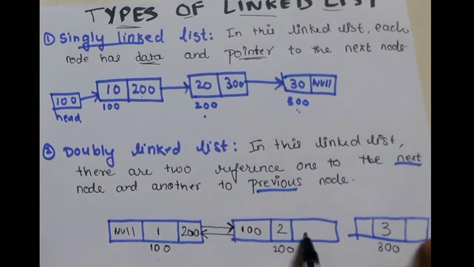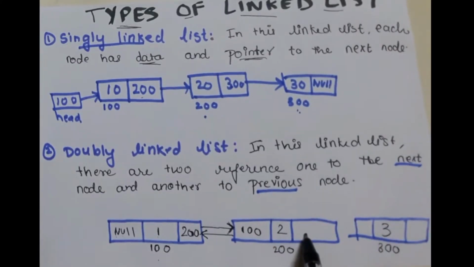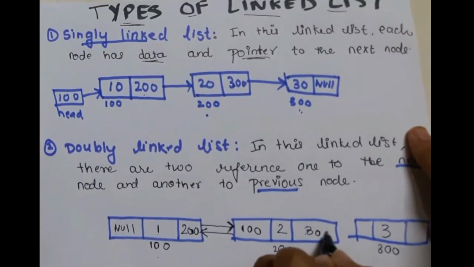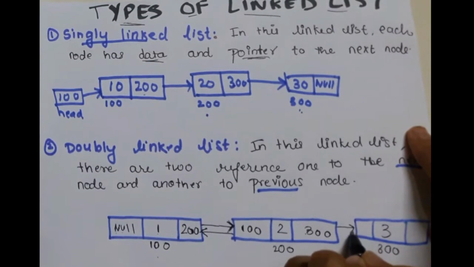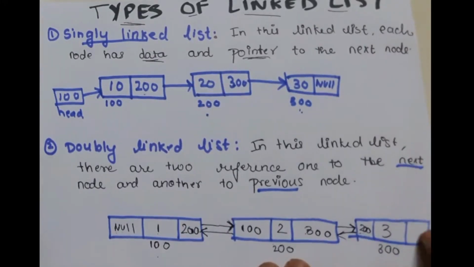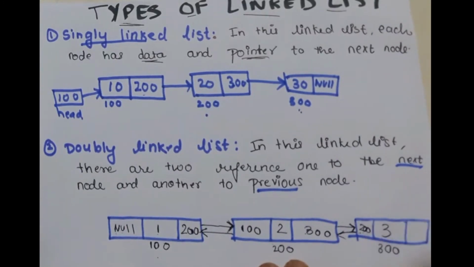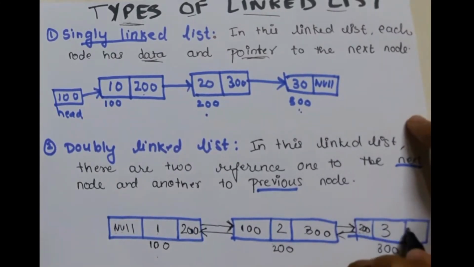Similarly, the address field of this will consist of the address of the next node, that is 300. So here there will be 300. Okay. Now this will point to the next node. Now the third node. So the address field of the third node will consist of the address of the previous node, that is 200. So here there will be 200. Now this address field will consist of the address of the next node, as there are no further nodes. So here it will be null.